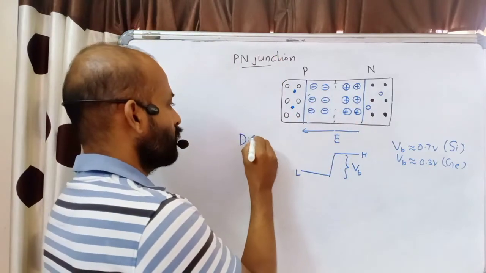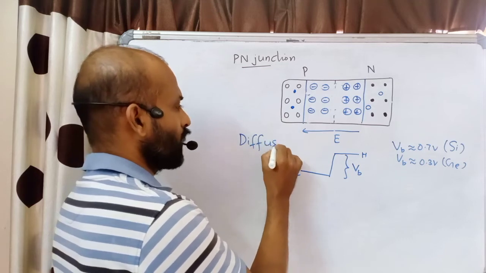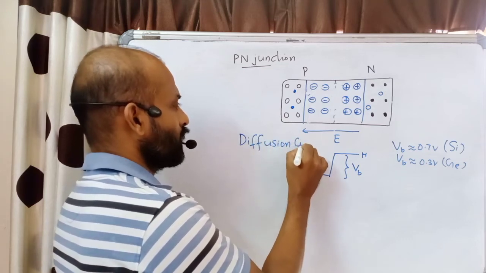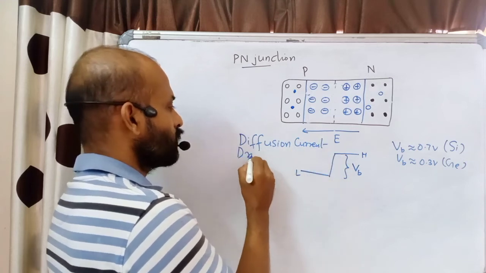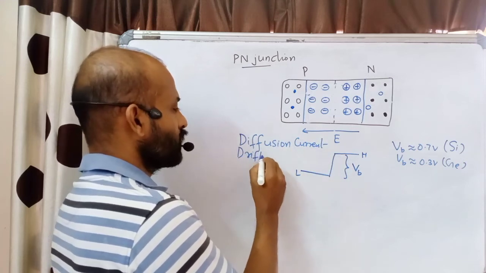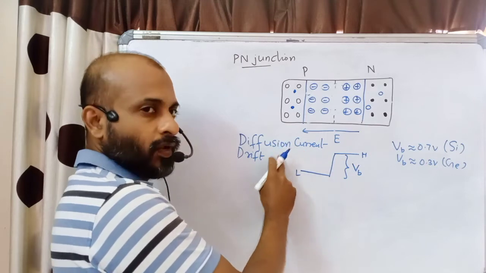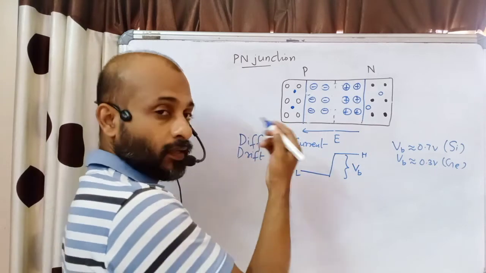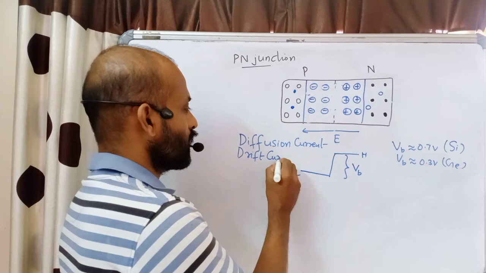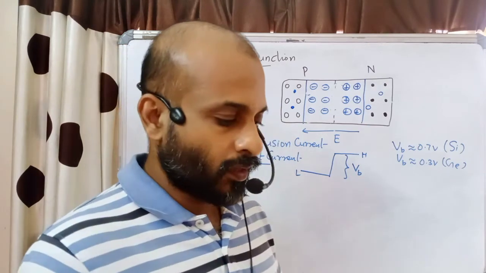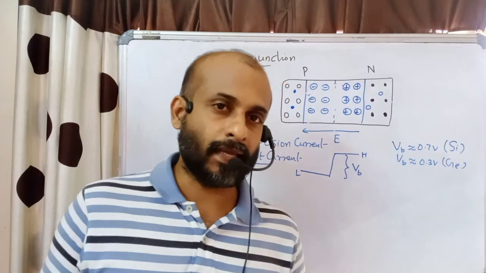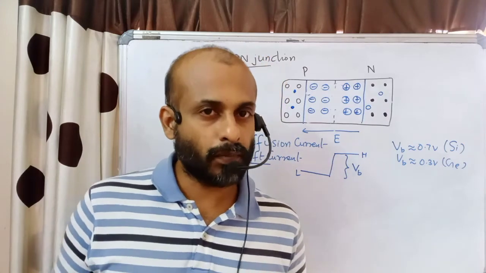First one you have seen is diffusion current. Initially it is very large in value, while drift current is very small initially. But after some time, as the process continues, the drift current increases. So there are two types of currents: diffusion current is due to the majority carriers, and drift current is due to the minority carriers.